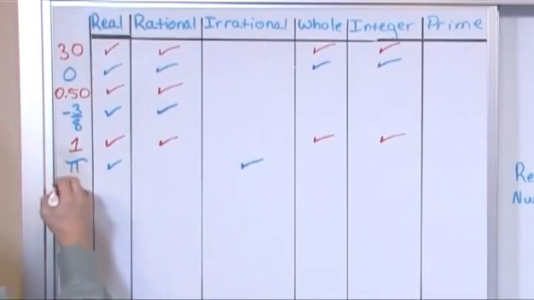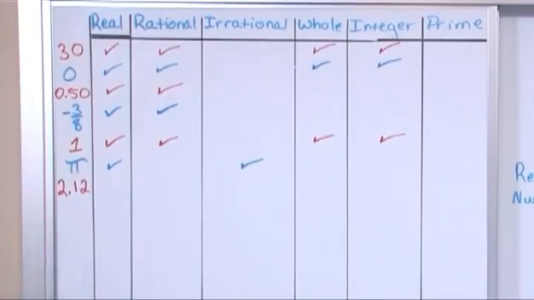Let's look at the number 2.12, just the decimal, 2.12. Is it real? Well, yeah, it's real. It doesn't have any imaginary parts to it. Is it rational? And I'm going to tell you, yes, it is rational. You can write it as a fraction.